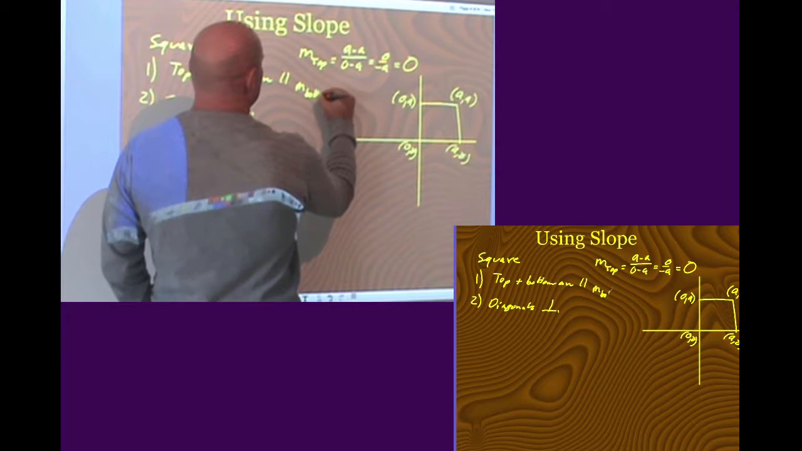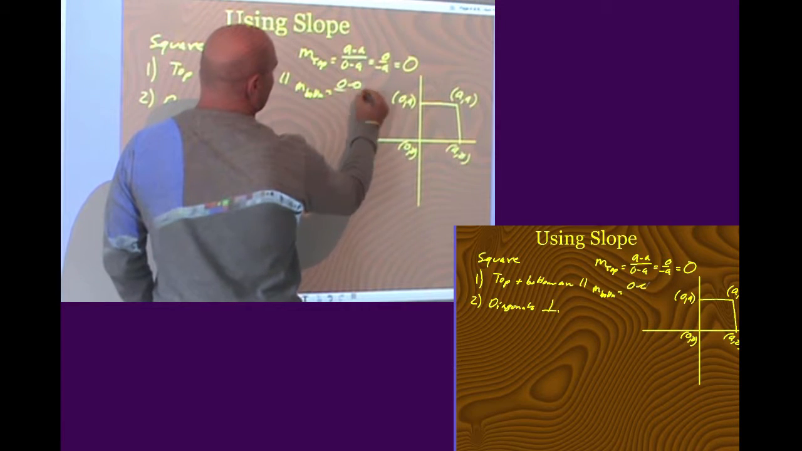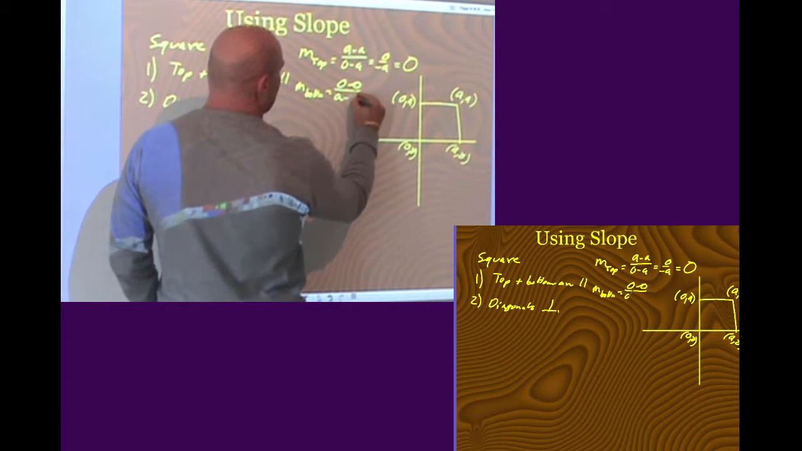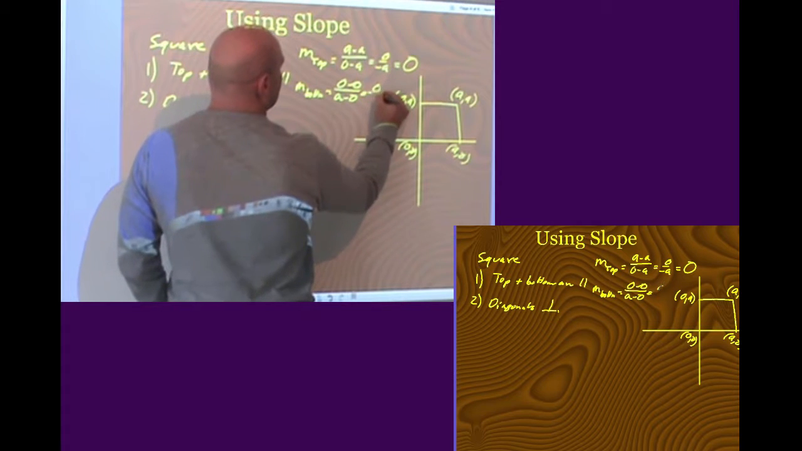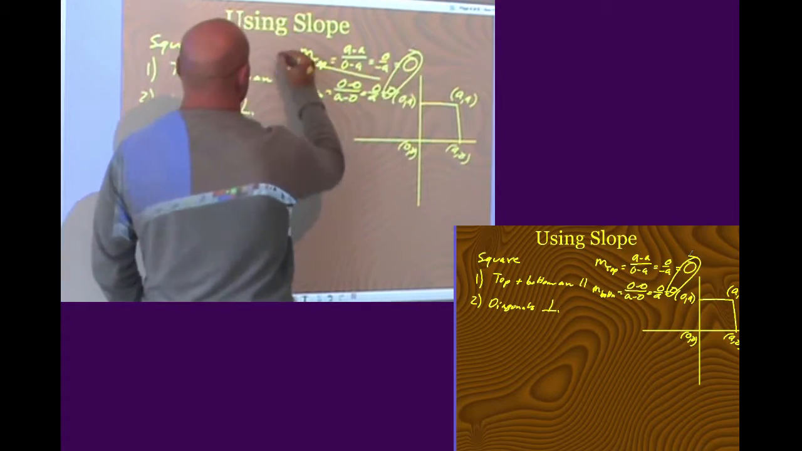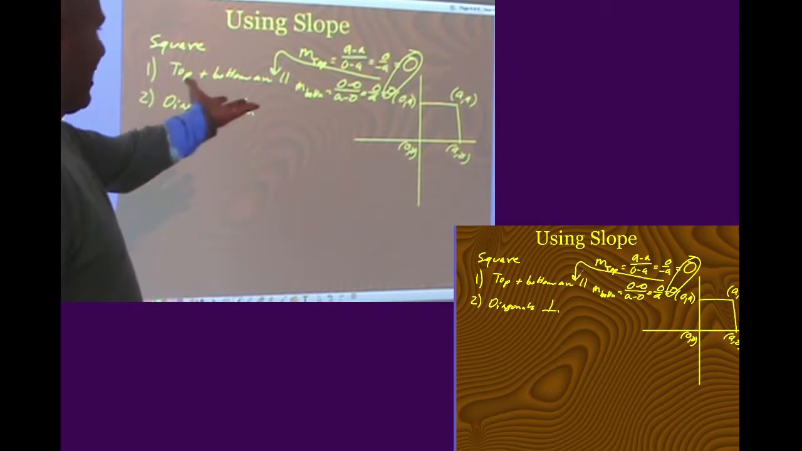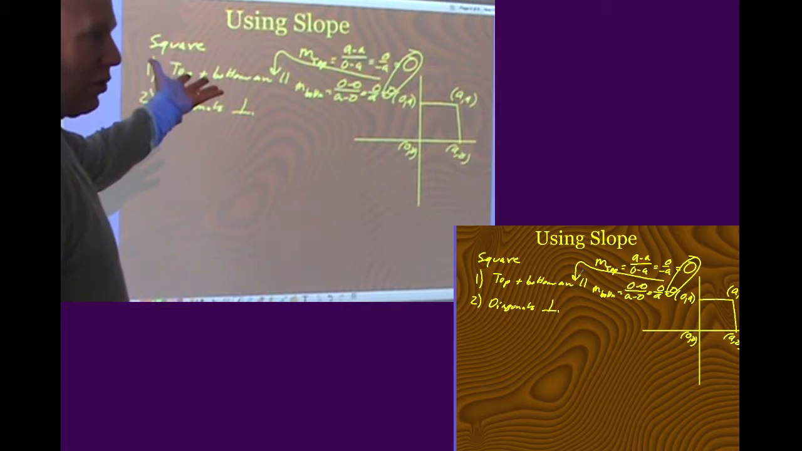The slope of the bottom, y minus y is 0 minus 0. X minus x is A minus 0. That's 0 over A, which is 0. Since those two numbers match, I've just proven that they're parallel. That's what that does. And look how quick and easy, quote unquote, easy of a proof it is.